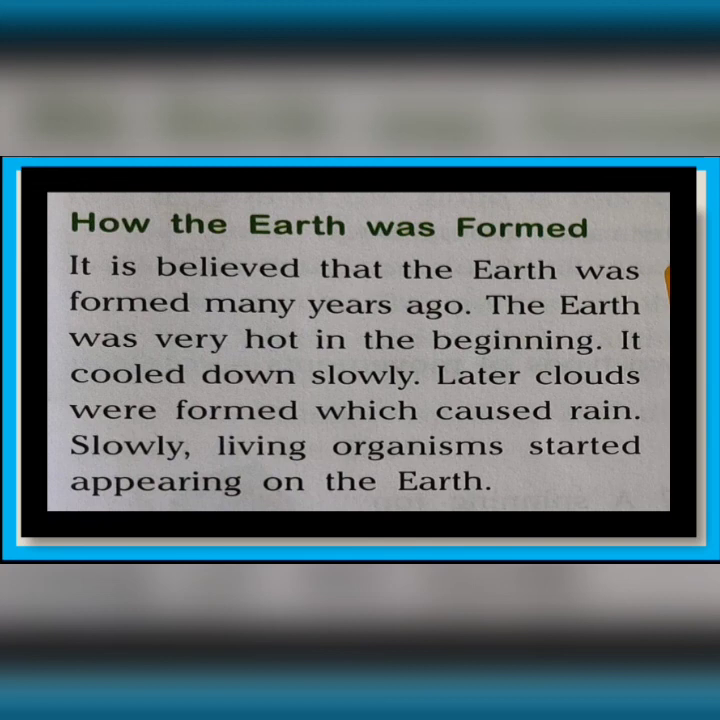In the beginning of formation of earth, it was very hot. But slowly it cooled down. And after that, clouds were formed. Because of clouds, rain occurred. And slowly, very slowly, living organisms started appearing on the earth. For this particular topic, one additional link is given. All of you are asked to watch that video also.